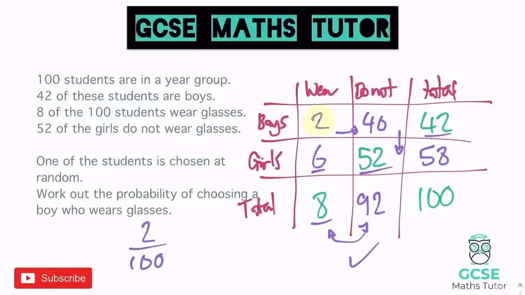You don't have to simplify that, but just a quick note, it could have said in the wording here, rather than saying one of the students, it could have said one of the boys. Now if it had picked one of the boys, then that would have been out of 42. So it would have been 2 over 42. But it just depends on what the wording says. So it does say one of the students. It doesn't dictate whether it's boys or girls, so it's out of 100.